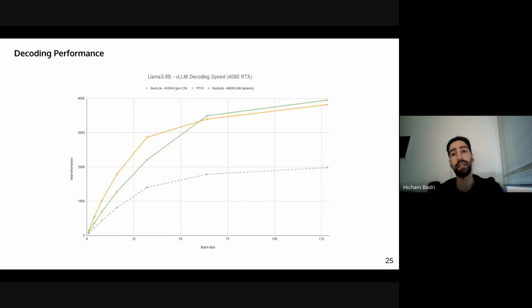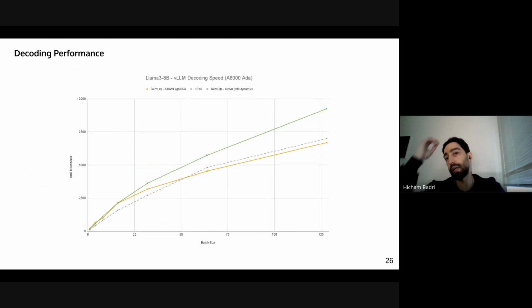However, the situation is not the same. Performance is completely different if we check another GPU. So here we have the A6000 Ada. At this point, after 64, this 4-bit kernel is actually slower than the 16-bit, which is what you would expect. This is completely normal behavior. And the other thing that you cannot see here is that for small batch size one, the 4-bit is actually much faster, like 3 times faster. But in this graph, you cannot see it.